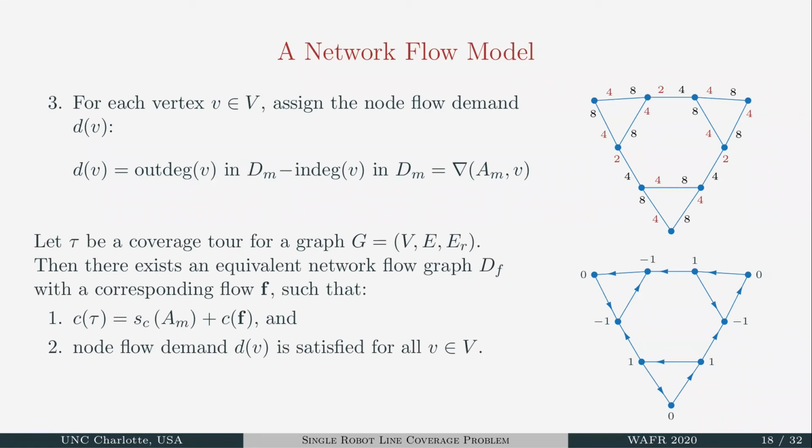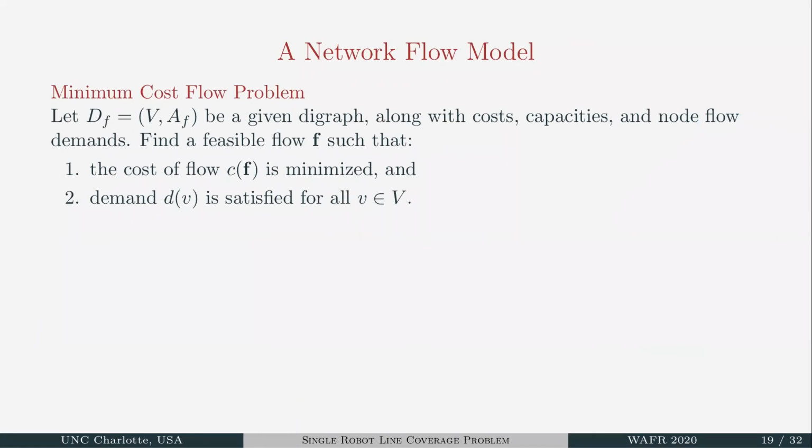We show that for a coverage tour tau, there exists an equivalent flow digraph with a corresponding flow such that the cost of the two is equal to the sum of the cost of the minimum cost digraph and the cost of the flow. And also the node flow demand d_v is satisfied for each of the vertices. Let D_F be the flow digraph with cost, capacities, and node flow demands as discussed. The minimum cost flow problem is to find a feasible flow F such that the cost of the flow is minimized and the demand is satisfied for each of the vertices in V.